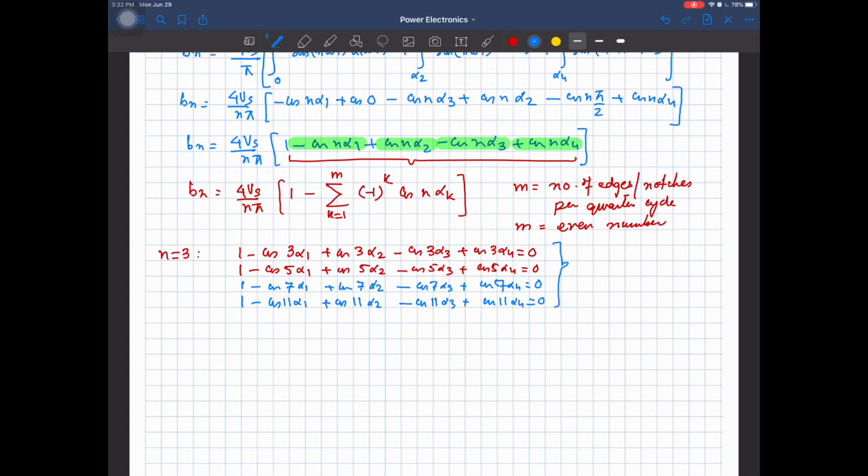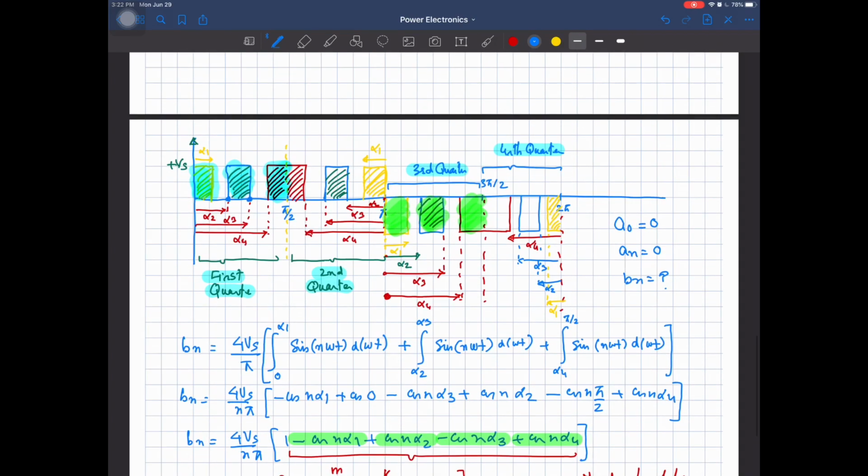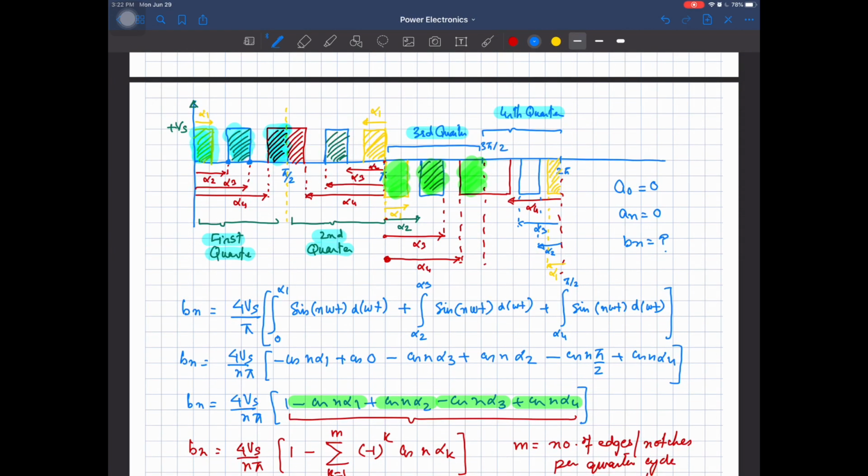By using an iterative technique, we solve these equations and calculate the values of alpha 1, alpha 2, alpha 3 and alpha 4, and we generate gate pulses for our inverter in such a way that we get this waveform at the output. Now we have calculated the angles alpha 1, alpha 2, alpha 3 and alpha 4, and for one quarter cycle we have completed the calculations.